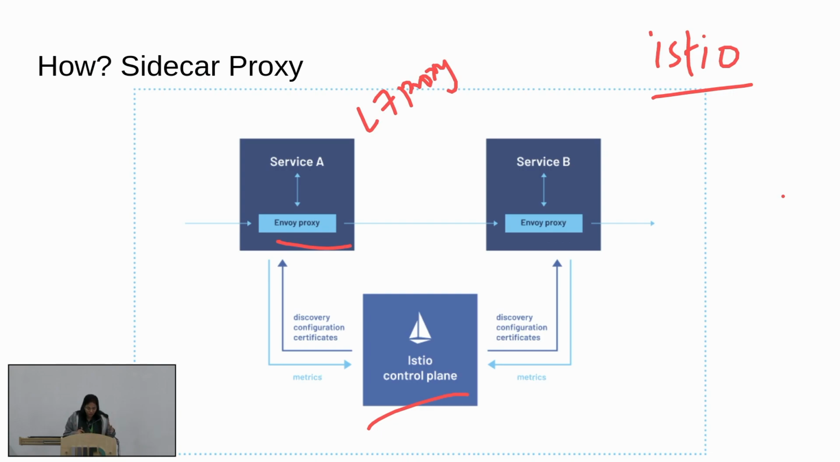Because you might require some configuration for service A. That is, I require rate limiting for service A, but I don't require rate limiting for service B. I maybe need to do some testing for service B. So there will be different requirements for different microservices, and all these need to be managed some way. So Istio also provides you a control plane to do that. Yeah?